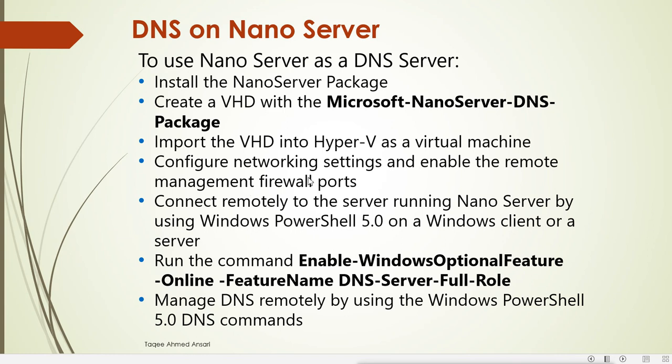firewall port and then connect remotely to the server running Nano Server by using PowerShell on a Windows client or a server. Then run the command Enable-WindowsOptionalFeature -Online with the feature name DNS-Server-Full-Role. This will enable the role in the Nano Server, and then we can manage the DNS server through PowerShell, because in Nano Server we don't have any graphical option and we don't even have any command line there. So we have to do everything remotely. We will connect to the Nano Server through PowerShell remoting, and then we can manage the whole DNS server by using PowerShell, and we can use this Nano Server as a DNS server for us.